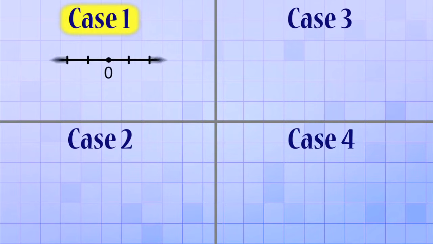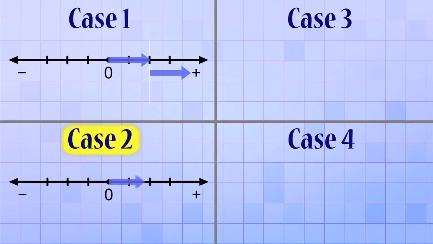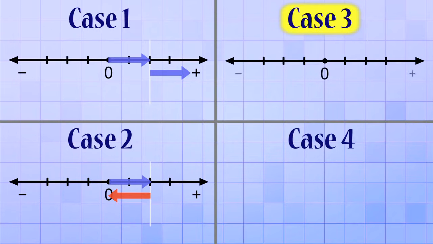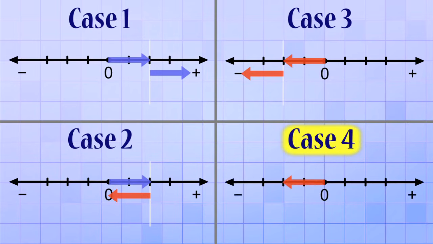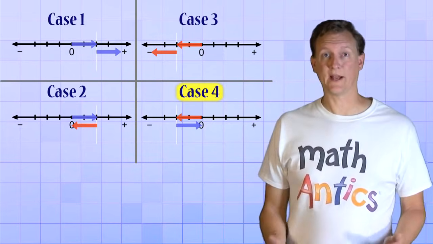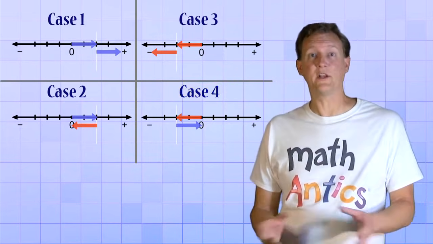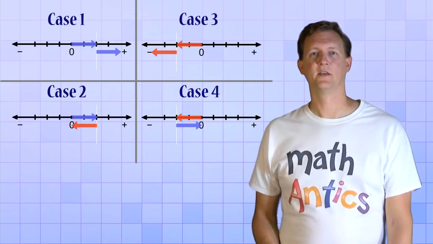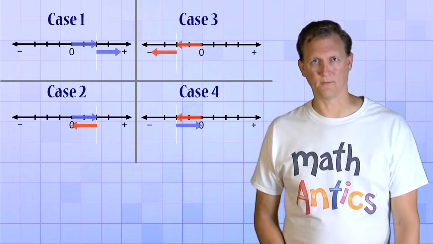In case 1, you start with a positive number and you make it more positive. In case 2, you start with a positive number and you make it more negative. In case 3, you start with a negative number and you make it more negative. And in case 4, you start with a negative number and you make it more positive. The key to getting the right answer to the problem is to figure out which of these cases you're dealing with. So let's look at each case in more detail.